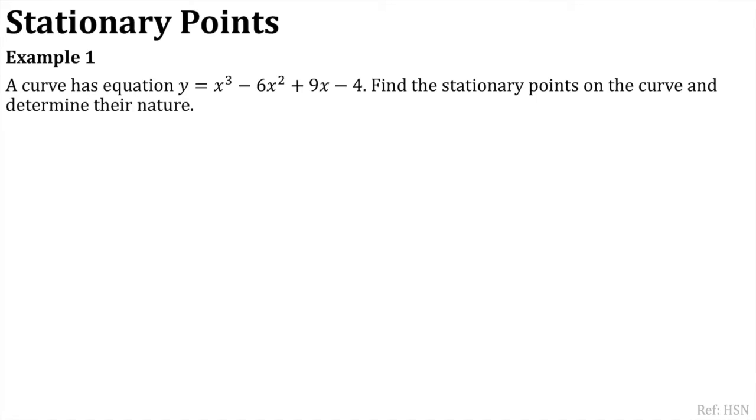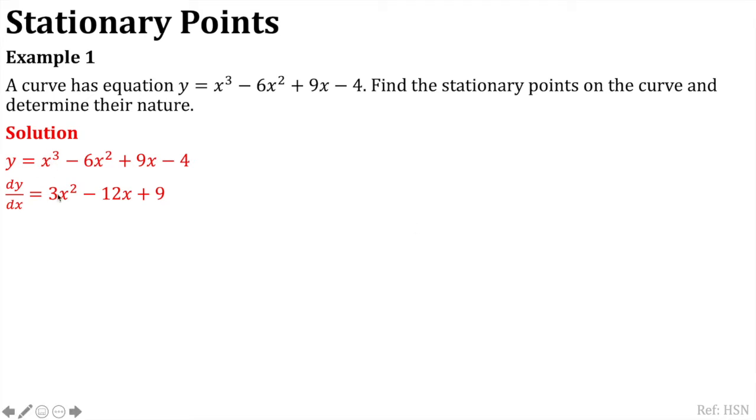So a curve has equation y equals x cubed minus 6x squared plus 9x minus 4. Find the stationary points on the curve and determine their nature. So we firstly know, in order to find stationary points, that we need to know what the derivative is, dy by dx. So dy by dx here is equal to 3x squared minus 12x plus 9.